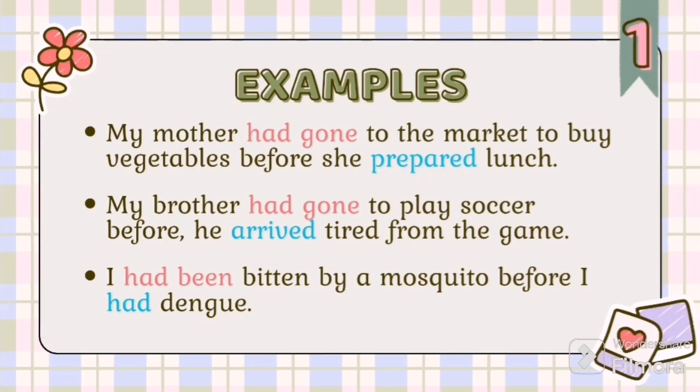Now the next example, I had been bitten by a mosquito before I had dengue. I is the subject, had is the auxiliary verb, and been is the main verb, and we have the other verb had. And when we want to use the past perfect, we always have to accompany it with another verb. In the sentence, there are always two verbs.